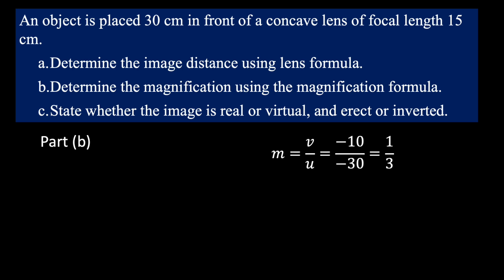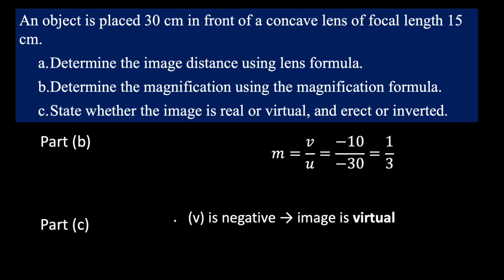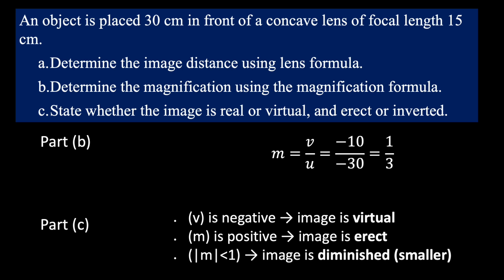Magnification is equal to V by U is equal to minus 10 by minus 30, which is equal to 1 divided by 3. So image is virtual because V is negative, M is positive, so image is erect. Since M is less than 1, image is diminished, it is smaller.